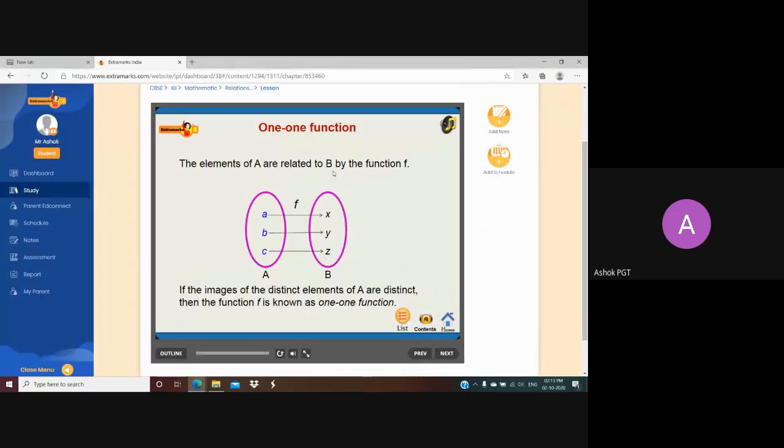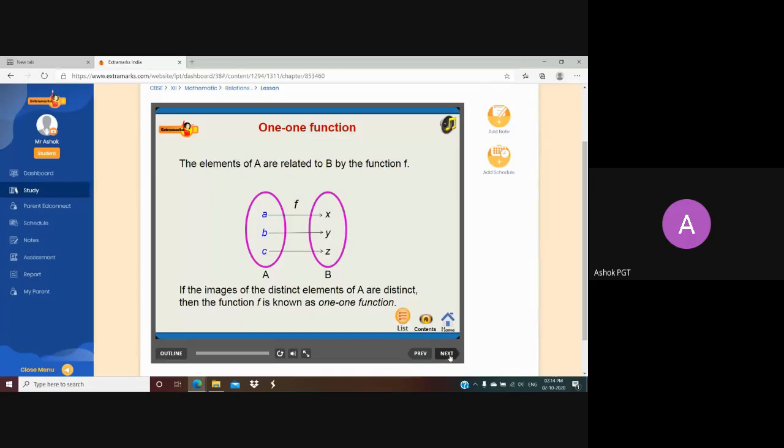Elements of A are related to B by the function f. The explanation is: if the images of distinct elements of A are distinct, that means the images of A, B, C must be distinct. No two inputs should have the same output. I repeat, no two inputs can have the same output. One output should be produced by only one input. It means every image must have only one pre-image. It cannot have two pre-images. Students, are you clear? Please tell me.